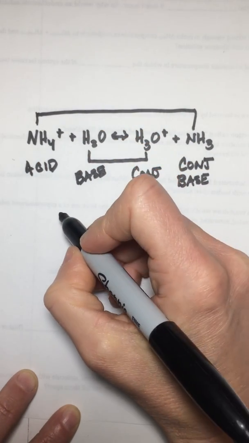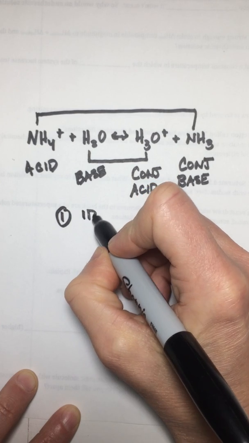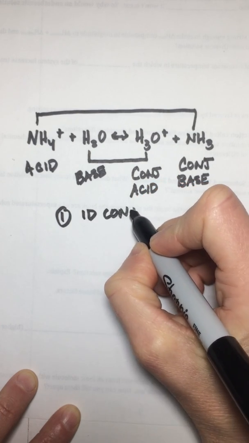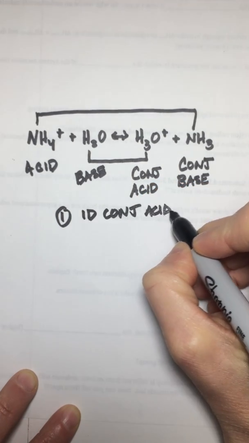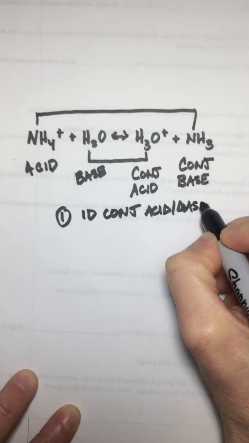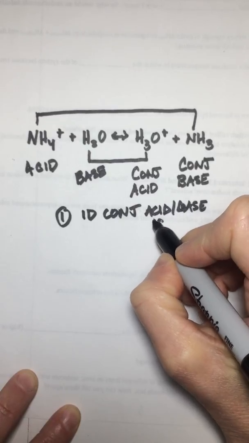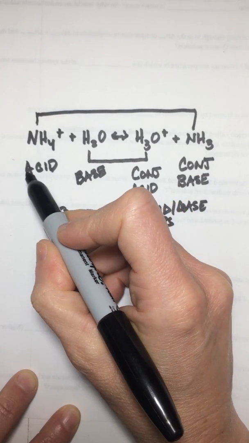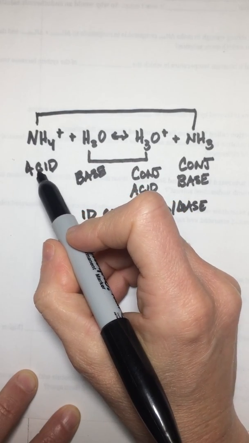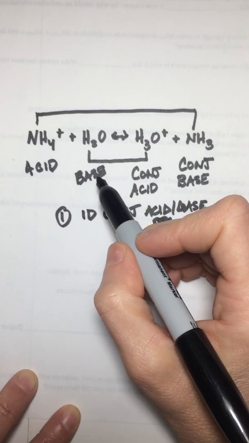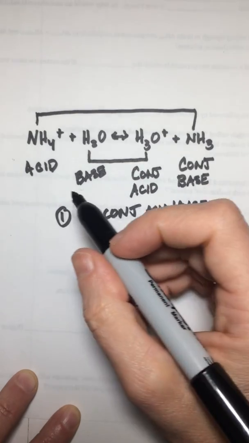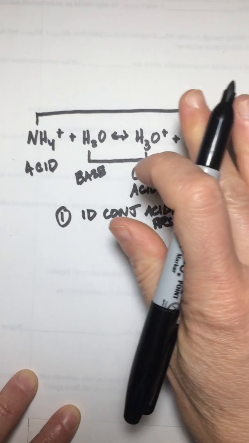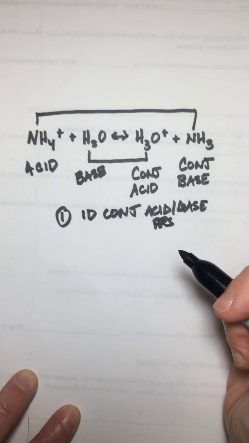So the things you do is, one, identify conjugate acid-base pairs. And then second, remember the definition of Bronsted-Lowry acids and bases. So acids always donate, bases always accept, and then remember that the conjugates are just always on the product side. I hope that helped.